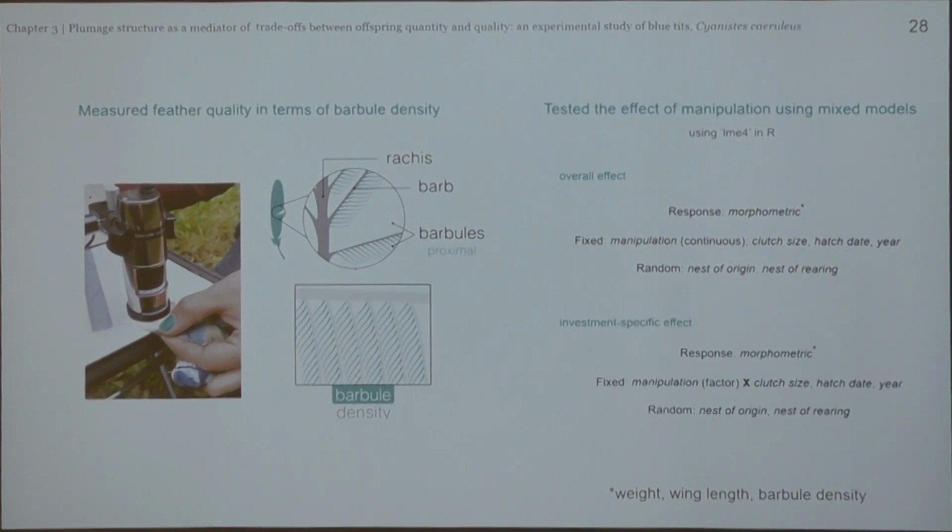But I was also interested in the clutch size specific effect of the manipulation, because you can imagine that adding 2 chicks to a nest of 5 chicks is a different sort of manipulation than adding 2 chicks to a nest of already 13. So I also included a multiplicative effect between manipulation and clutch size.